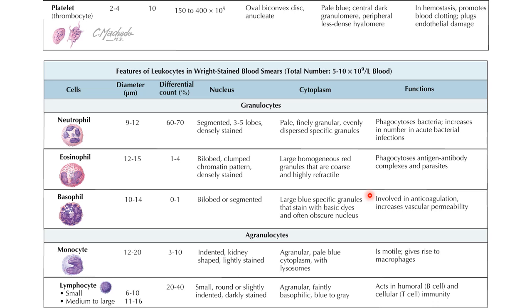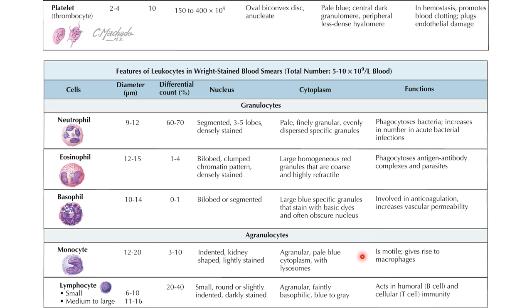Basophils are involved in anticoagulation because they have a lot of plasmin inside the cell, and basophils also increase vascular permeability through the presence of histamine inside the basophil. When basophils leave the blood and go into the tissues, they become mast cells.